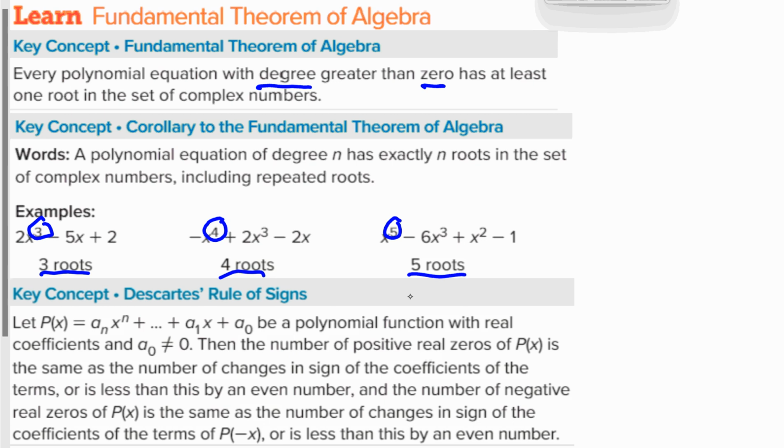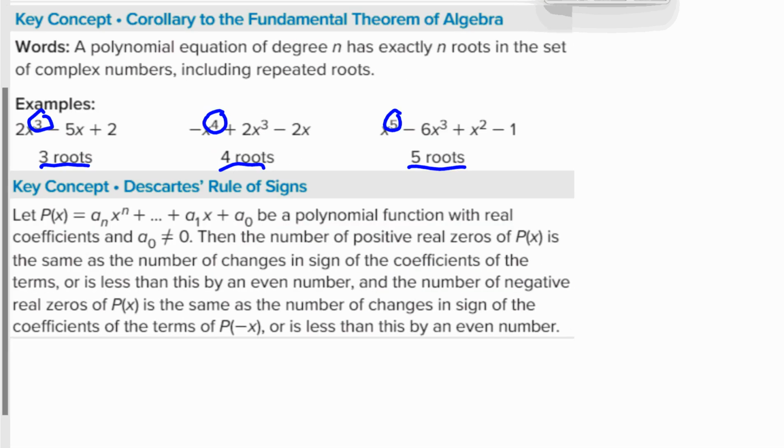And the way to figure out if they're positive or negative or imaginary solutions is we can do Descartes' rule of signs, which basically tells us how many positive answers we have, how many negative answers we have, and how many could be imaginary. It gives us all the different possibilities of different combinations of solutions.